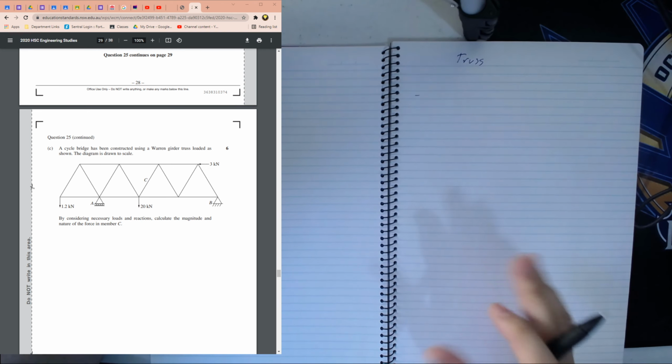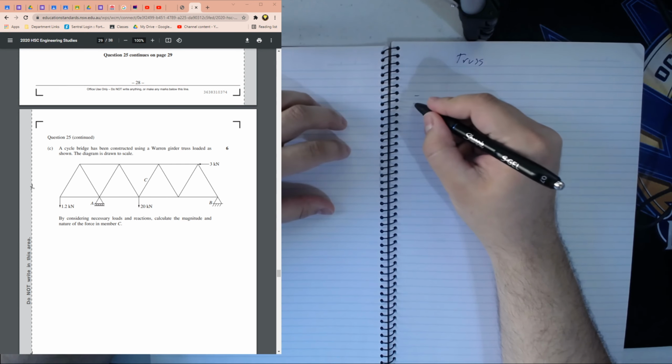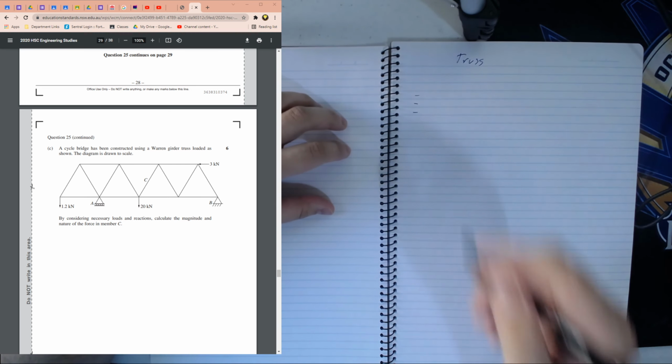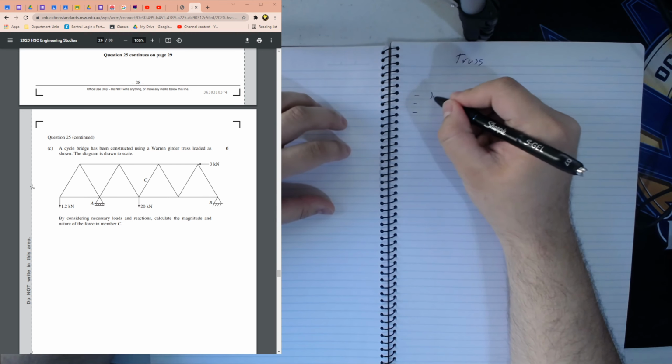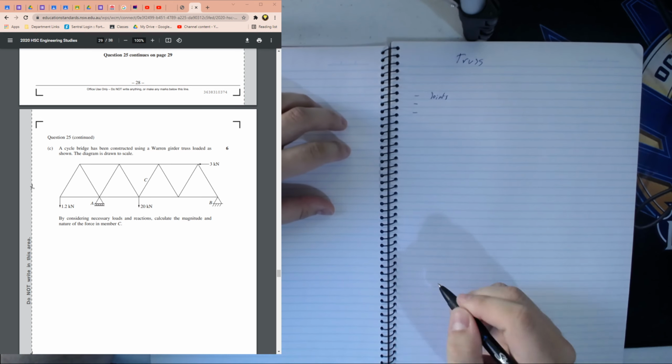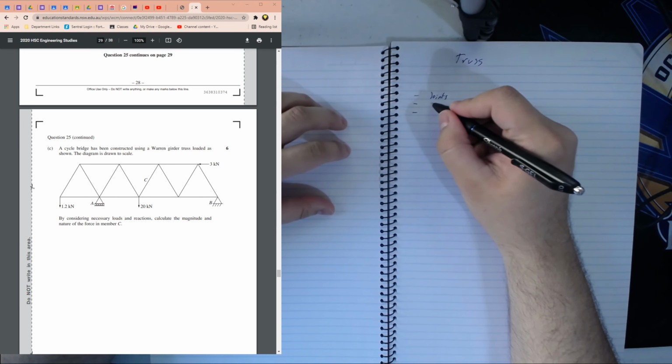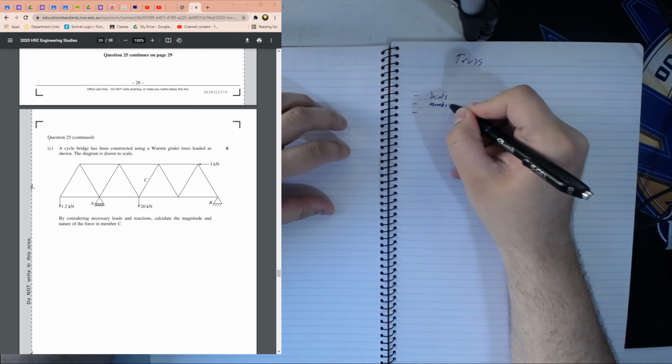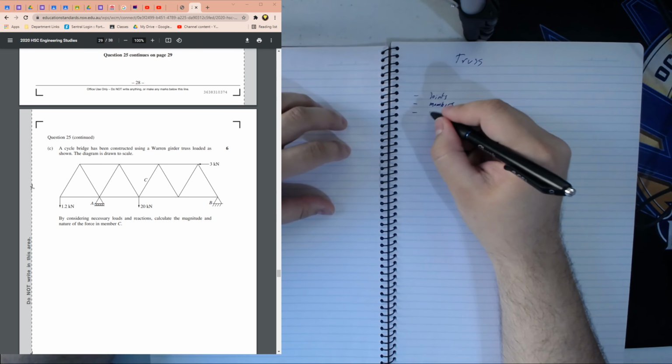So we're going to start by explaining what is a truss. A truss is a simplified version of a structure. For a simple way, let's just say that it's a version of a bridge. And a truss involves three major areas. We have our joints, we have our members, and we have our reactions.